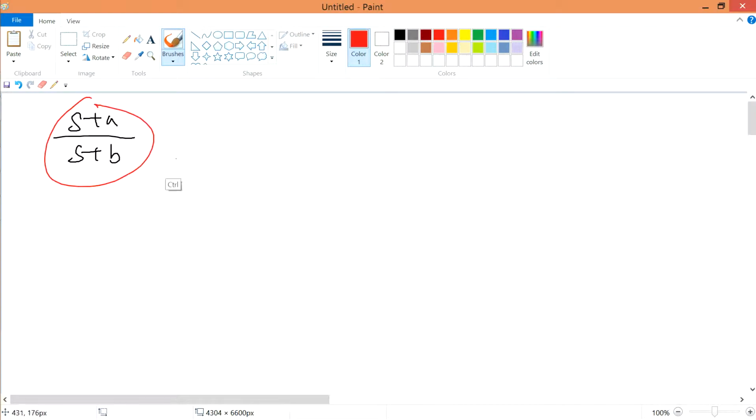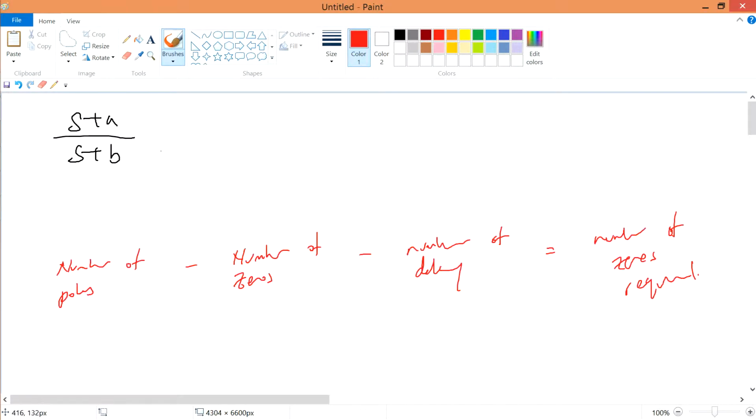With the same order, by the definition: number of poles minus number of zeros minus number of delay is equal to the number of zeros required. So the number of degree of the poles is 1 because the highest is s to the power of 1. The number of degree of the zeros is also 1 because the power over here is to the power of 1, minus the number of delay. Over here we have no delay, so the number of zeros required is equal to 0.